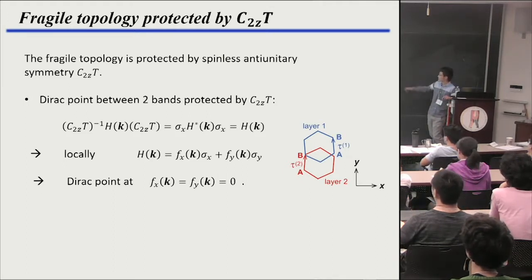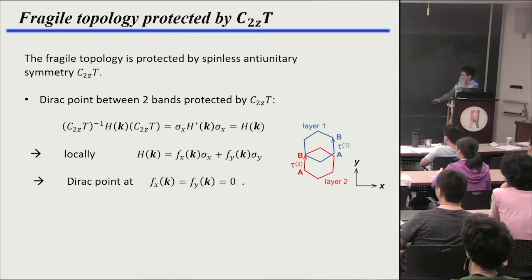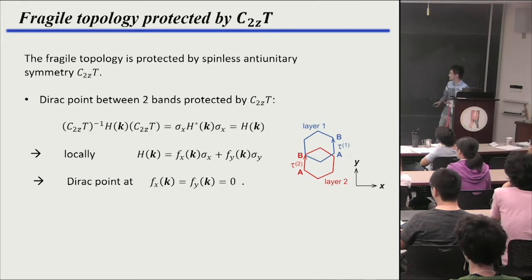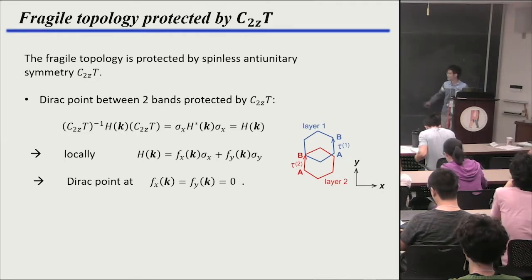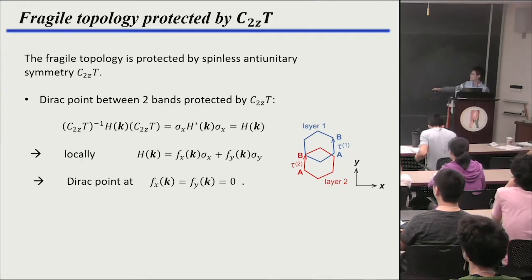So first let's look at this C2T symmetry. This C2T symmetry is actually the symmetry protecting your Dirac points. So this C2 flips your momentum to minus, and time reversal also flips your momentum to minus. So momentum is invariant under the C2zT. But time reversal is anti-unitary, so just remember that.